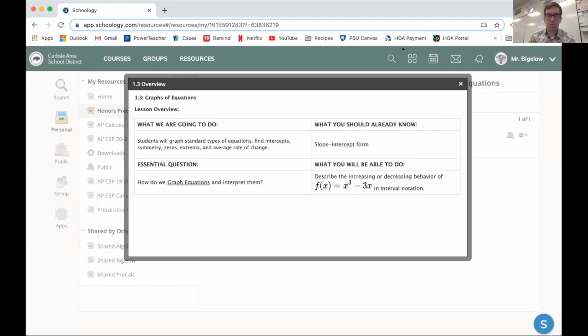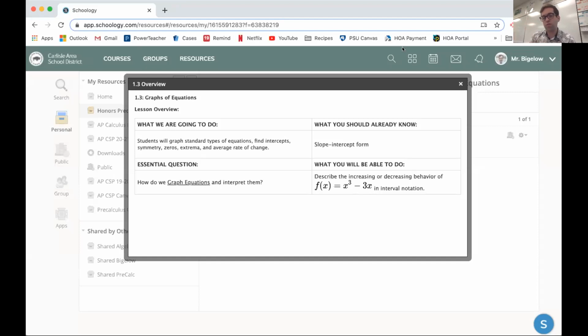Hey everybody, welcome to lesson 1.3, graphs of equations. What we're going to do today is graph standard types of equations, find intercepts, symmetry, zeros, extrema, and average rate of change. This should be, again, familiar to you, but this is going to be really good review. This is going to provide us a foundation to work off of for the rest of the year.